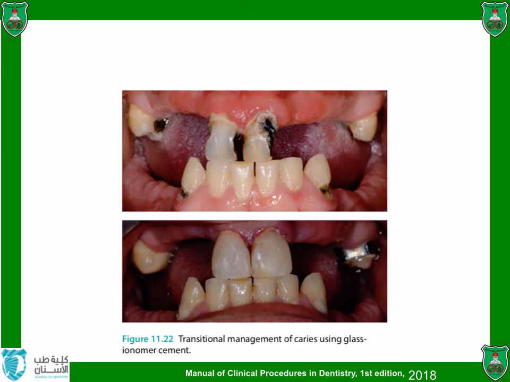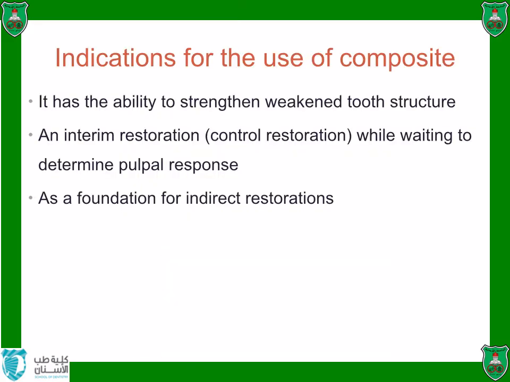Sometimes we can use composite in combination with a glass ionomer or resin modified glass ionomer. In the sandwich technique, you first remove all the caries, prepare the tooth to receive resin modified glass ionomer, and after that you remove part of the glass ionomer and use composite to have better aesthetics. We call those sandwich techniques. Now there is an indication for using composite in treating grossly carious teeth.